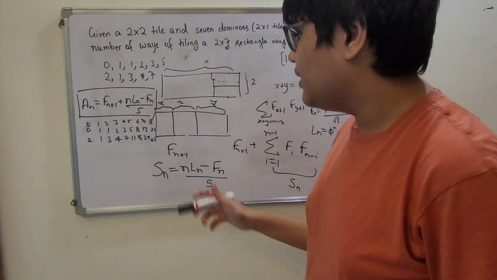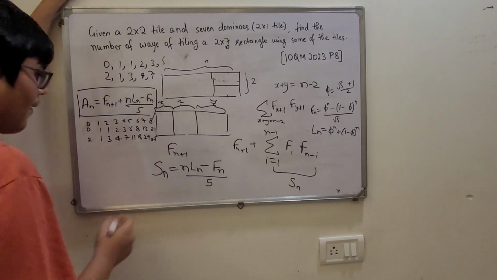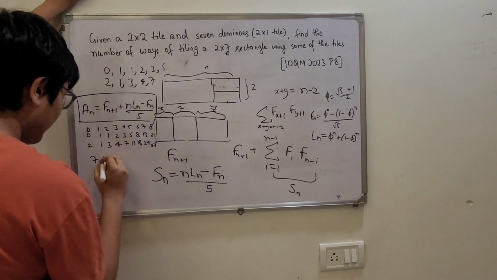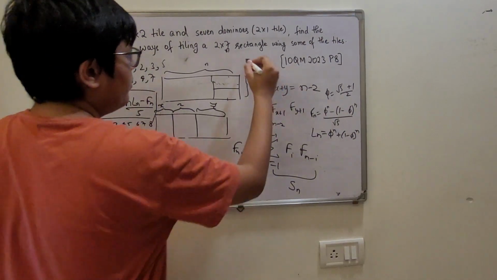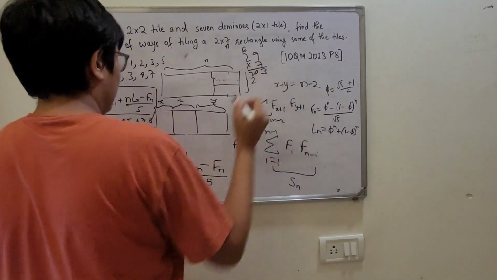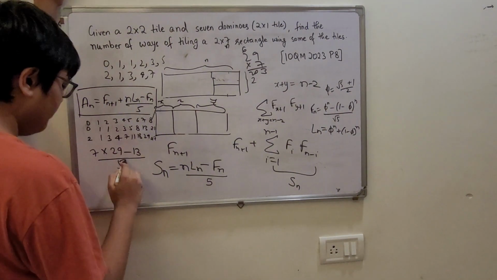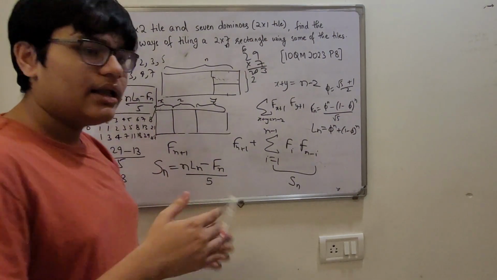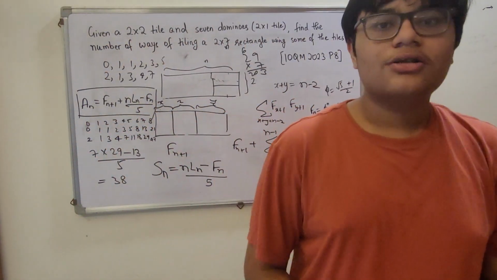Now Sn will be equal to (n times Ln minus Fn) divided by 5, where n equals 7 here. So 7 times L7, which is 7 times 29, minus 13. 29 times 7 is 203. And 203 minus 13 gives 190, and 190 divided by 5 becomes 38. So S7 is 38, and 38 plus F8, where F8 is 21, equals 59, which is also the correct answer.